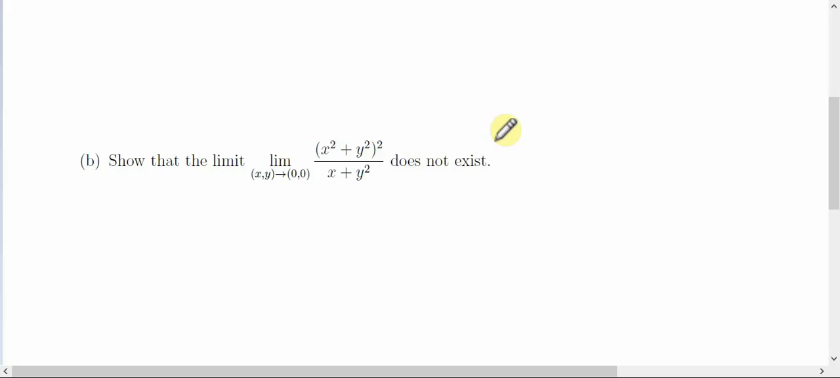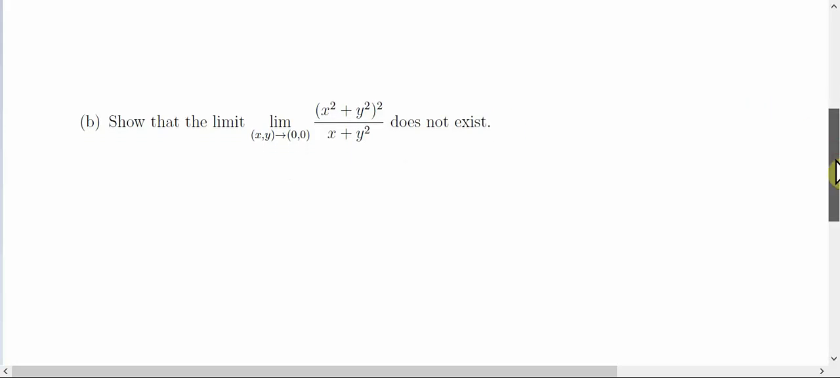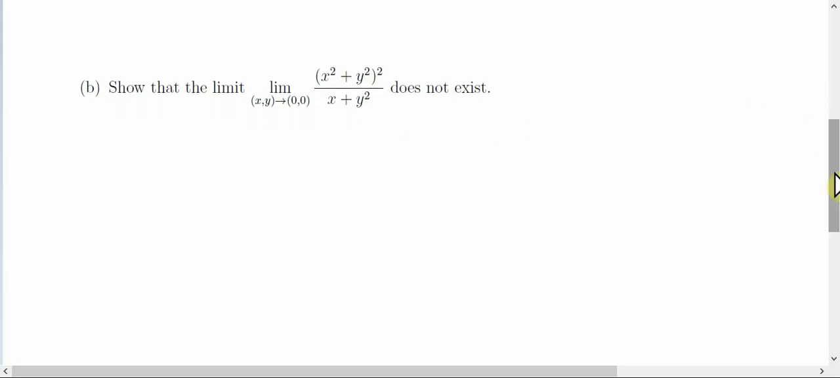The second part here, when I try to put the 0, 0 in, I do get 0 in the denominator and 0 in the top, but this is telling me that this limit will not exist. And I don't think that's supposed to be there. Sorry, that won't be there on your exam. So when I'm working this one out, I have to use different paths to show that I get different limits.